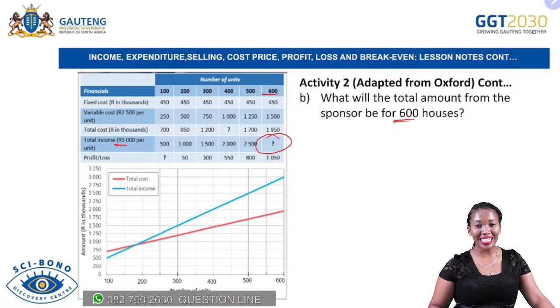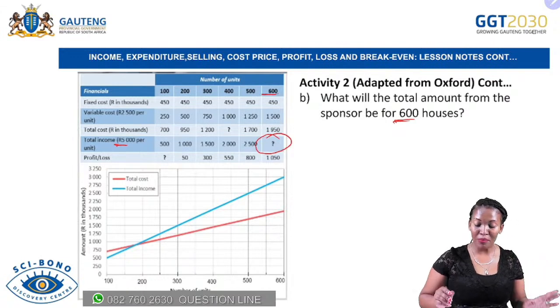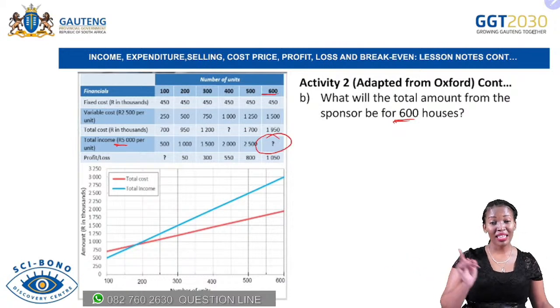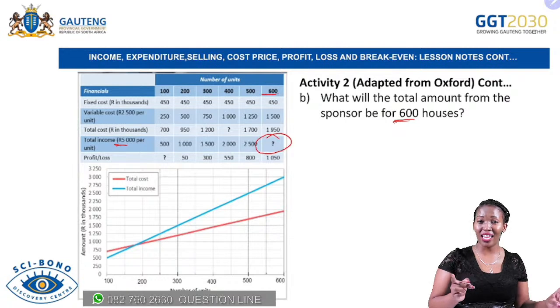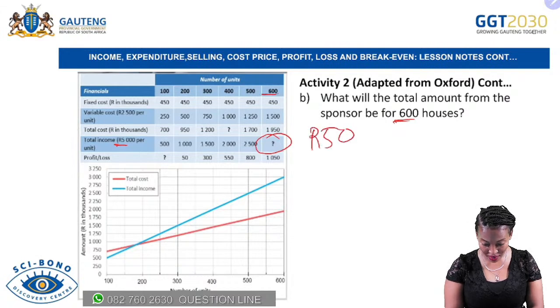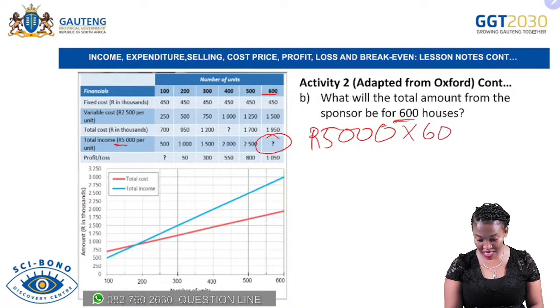Guys, I hope you are ready and you have the answers now. So, what will the amount from the sponsor be for 600 houses? Remember to send in your solutions, then you can check if you're on the right track or if you made some mistakes. Here, the sponsor said that they will be paying 5,000 rand per unit. So if it's 600 units, or rather 600 houses, how much will be spent? It is 5,000 rands multiplied by 600 houses.